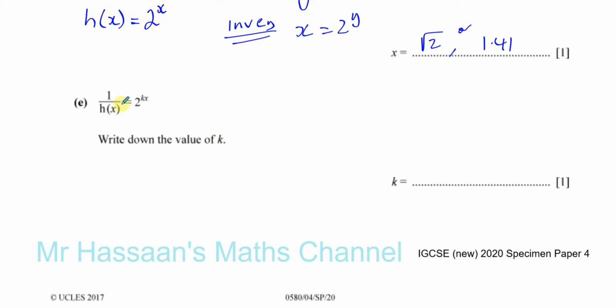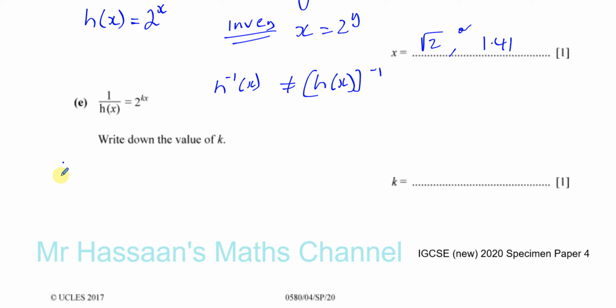Now, 1 over h of x is not the same as the inverse of h of x. h to the power of minus 1 is not the same as 1 over h of x. They're not the same thing. This is the reciprocal, not the inverse. There's a difference between them. The inverse is where you swap the x and y around. The reciprocal is where you just basically swap the denominator and the numerator.